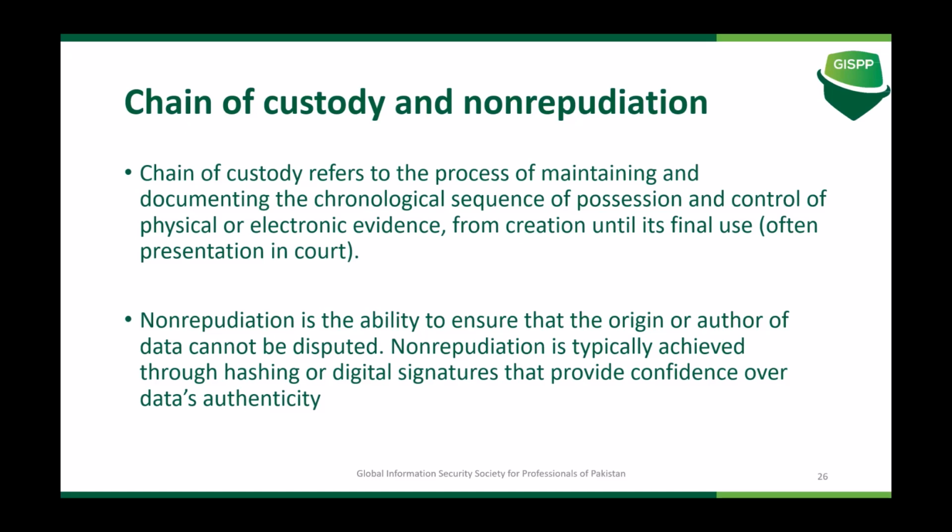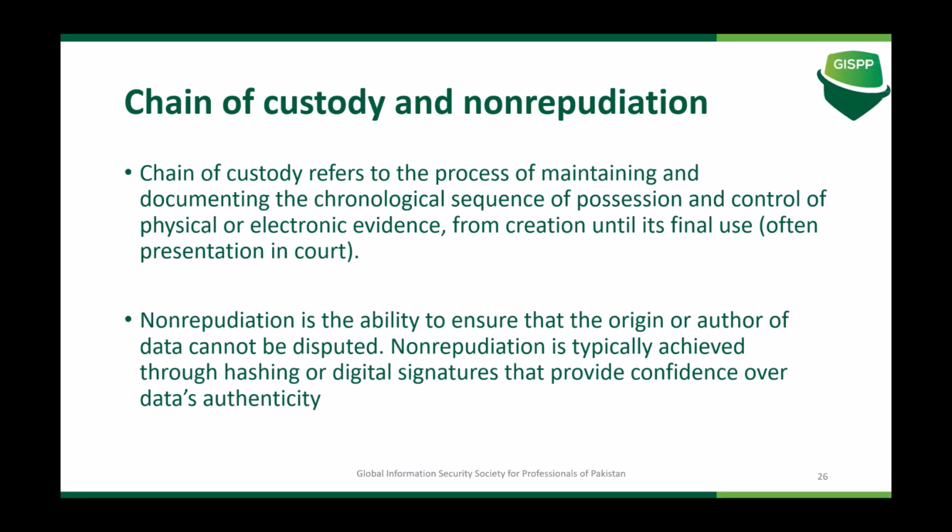Chain of custody is, again, more of a forensics term. Chain of custody refers to the process of maintaining and documenting the chronological sequence of possession and control of physical or electronic evidence from creation until its final use, often presentation in court. In case an incident happens, we talked about forensics, right? A forensic investigator needs to go on-site or go to a cloud customer site to acquire data. You just cannot show up and get the data. There is a formal process that needs to be followed when you're acquiring data for forensics purposes, and chain of custody is part of that process.